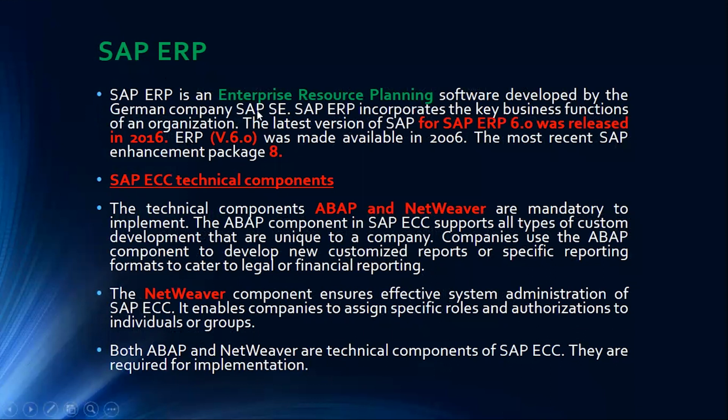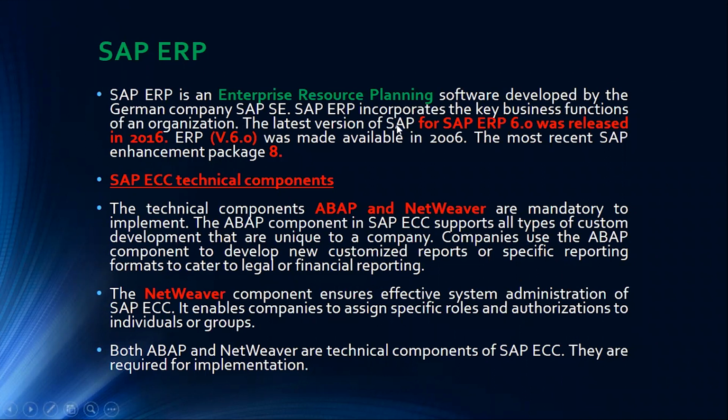Earlier there were different names, now it is SAP SE, which means European society. SAP ERP incorporates the key business functions of an organization. What are the key business functions? There could be finance, plant maintenance, material management, logistics, transportation, finance and control, all those. So different modules. We are learning the PM, plant maintenance module.